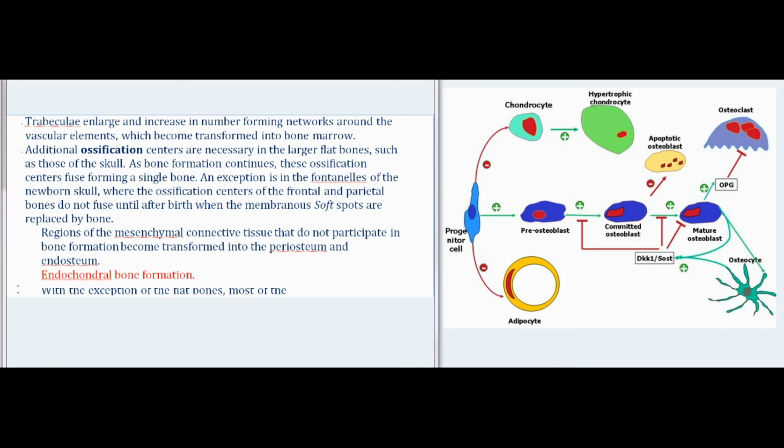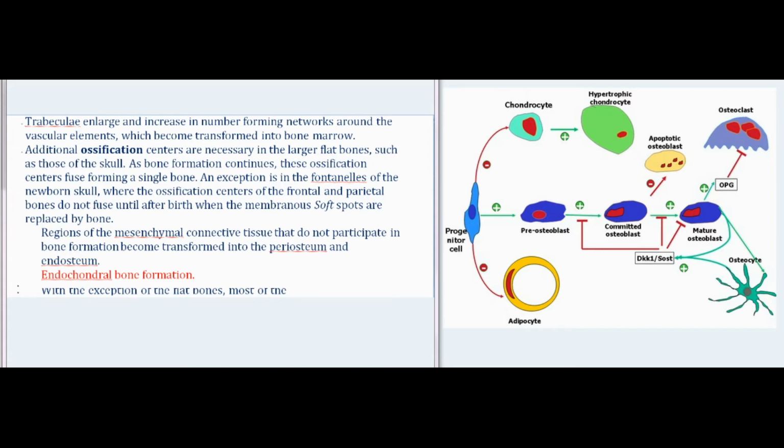Trabeculae enlarge and increase in number, forming networks around the vascular elements, which become transformed into bone marrow. Additional ossification centers are necessary in the larger flat bones, such as those of the skull. As bone formation continues, these ossification centers fuse, forming a single bone. An exception is in the fontanelles of the newborn skull, where the ossification centers of the frontal and parietal bones do not fuse until after birth, when the membranous soft spots are replaced by bone. Regions of the mesenchymal connective tissue that do not participate in bone formation become transformed into the periosteum and endosteum.